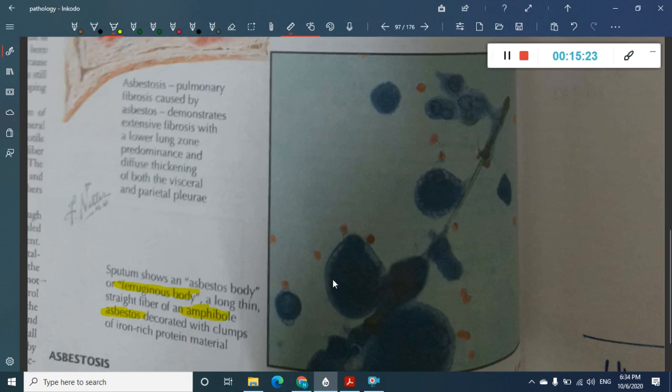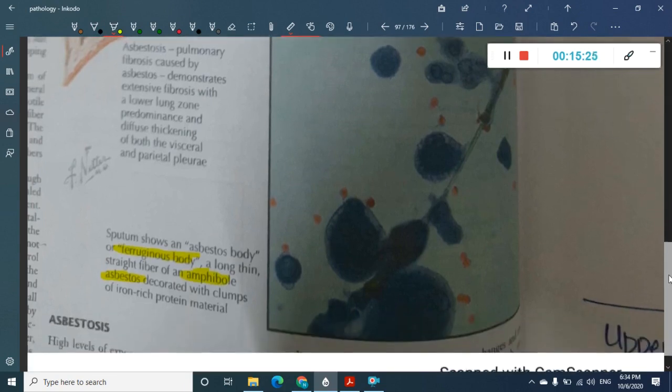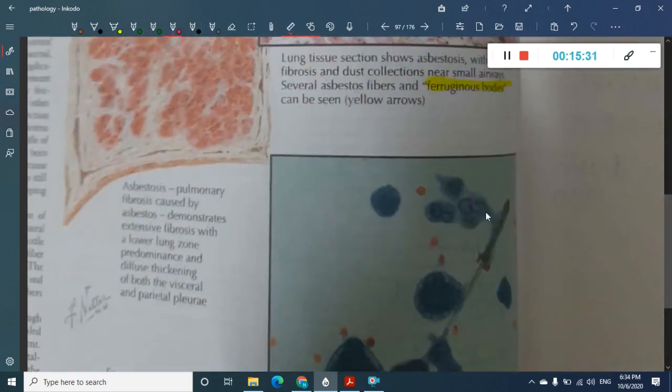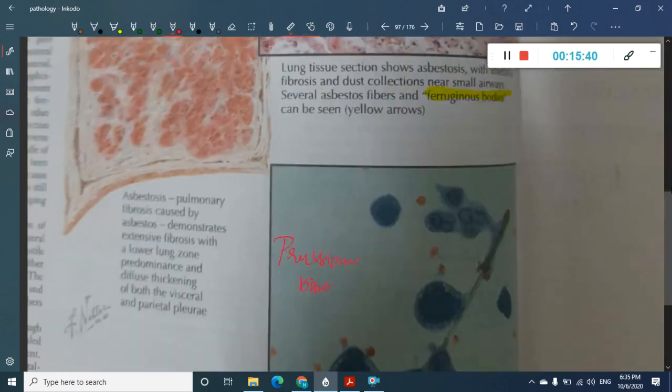You will also have hemosiderin. What is this stain? This is Prussian blue stain. In Prussian blue stain you can see these asbestos bodies are blue in color. So this is about asbestosis.